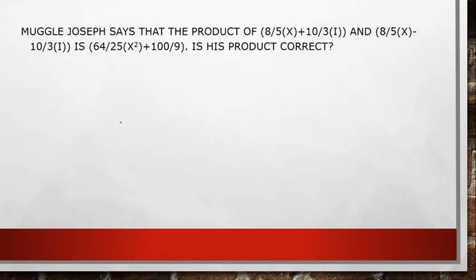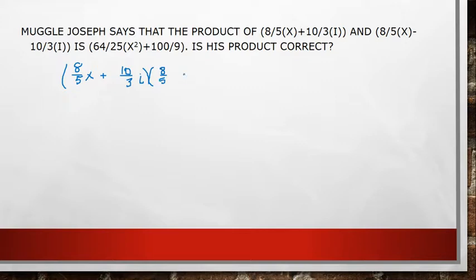Muggle Joseph says that the product of 8/5 x plus 10/3 i and 8/5 x minus 10/3 i is 64/25 x squared plus 100/9. Is his product correct? Well, let's go ahead and do the multiplication. So we have 8/5 x plus 10/3 i times 8/5 x minus 10/3 i.